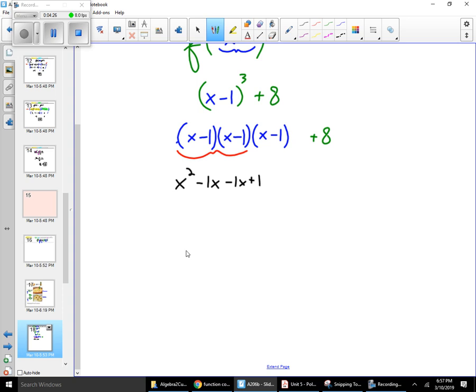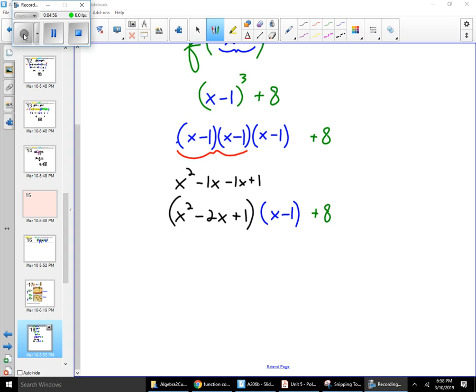So multiplying those two binomials does give us a FOIL problem. Combining like terms there, negative 1x minus another 1x is negative 2x. So that's just taking care of those first two. We still have an x minus 1, and we have a plus 8. So right now we have this trinomial, x squared minus 2x plus 1 times x minus 1 plus 8.